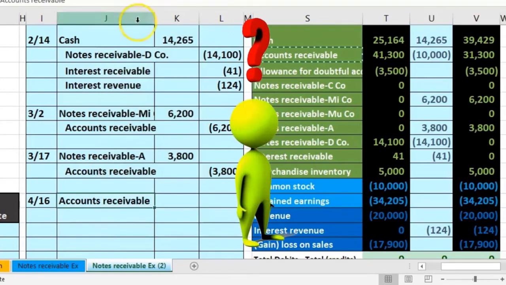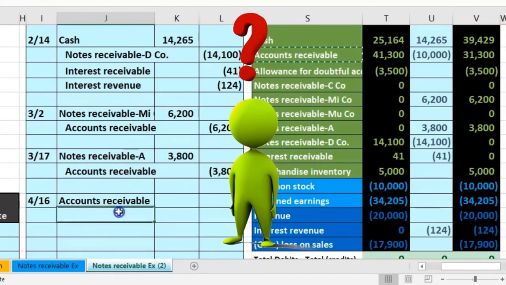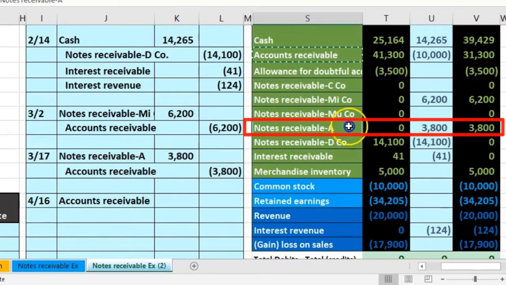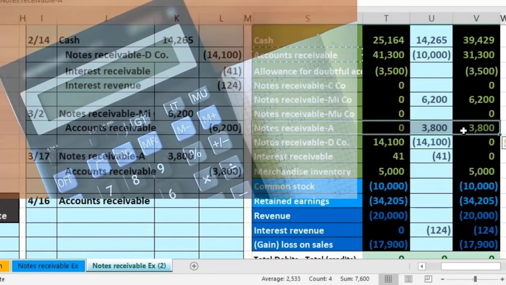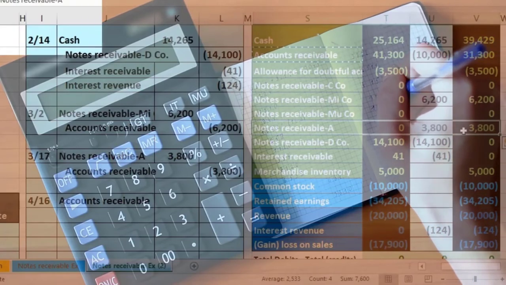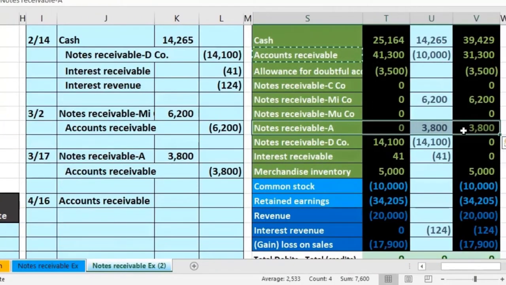Now before thinking about the amount, let's go to the other component here, and that's going to be the fact that we need the notes receivable to go off the books. It's on the books for $3,800. It needs to go back down to zero because we're moving it out of there into the accounts receivable.